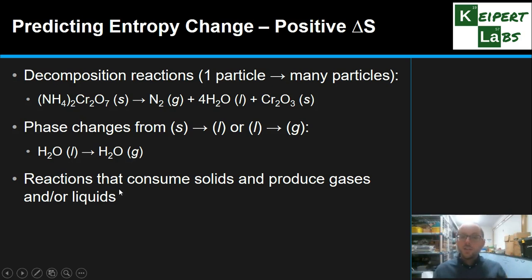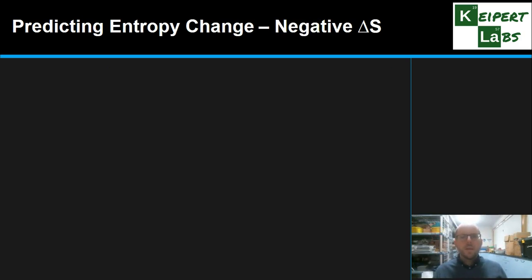So reactions that consume solids and produce gases or liquids will increase the entropy because we have more particles that are produced, perhaps, but also that those particles can spread out. So if we use up a solid but produce a gas, we've taken particles which are contained or constrained into a certain space, produced a substance that can spread out through the system, so we've got lots more ways that those particles can be arranged, so it's greater entropy.